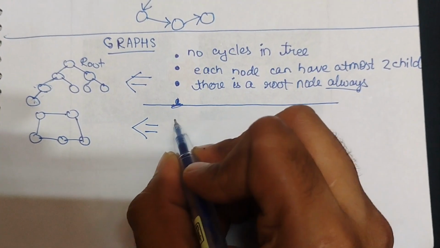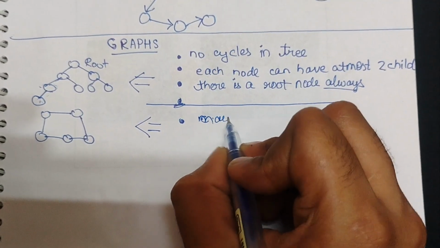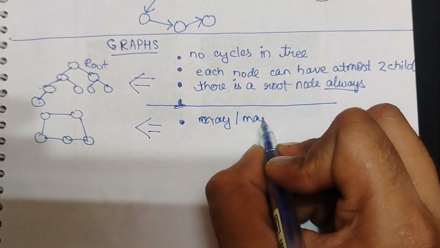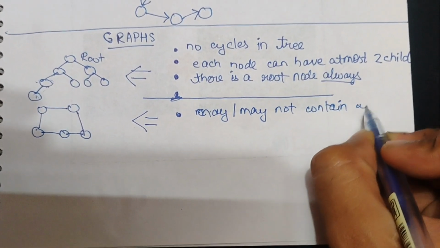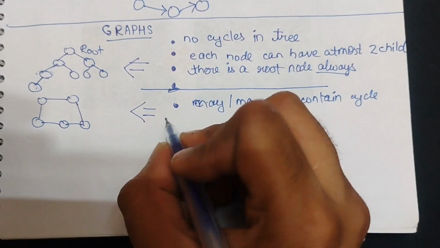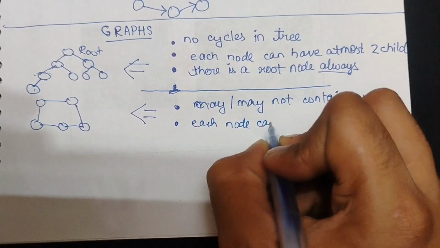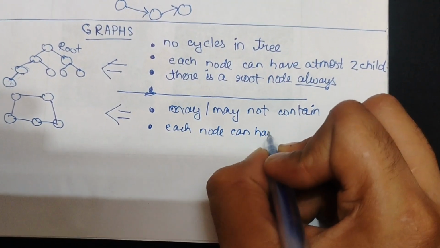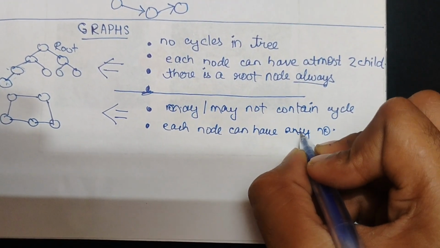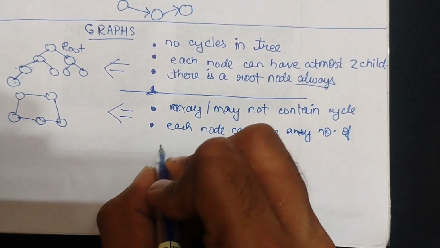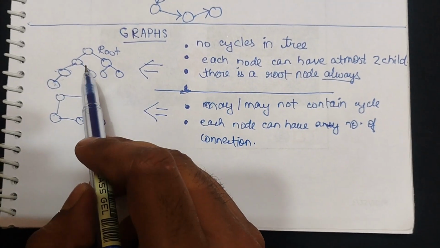Now I'll write the characteristics of a graph. In a graph, it may or may not contain a cycle. Another is that each node can have any number of connections, just like the children we spoke about in trees.